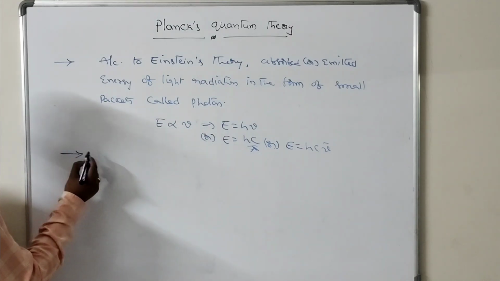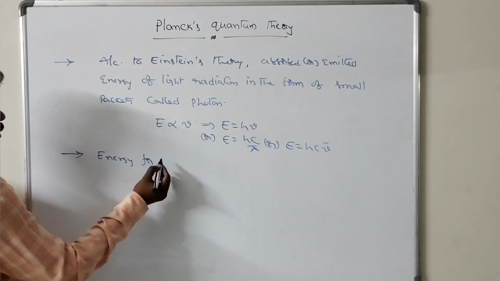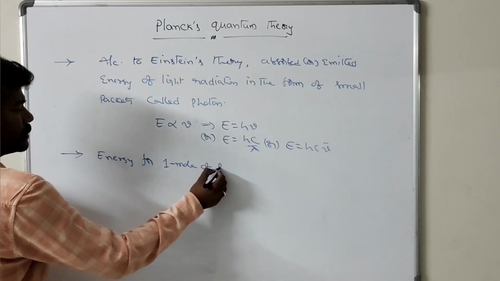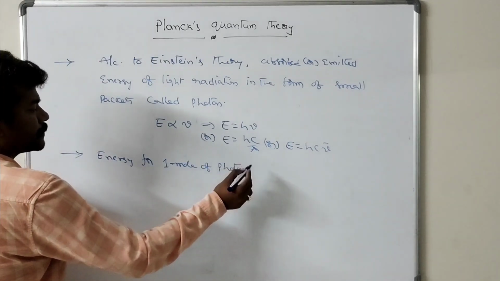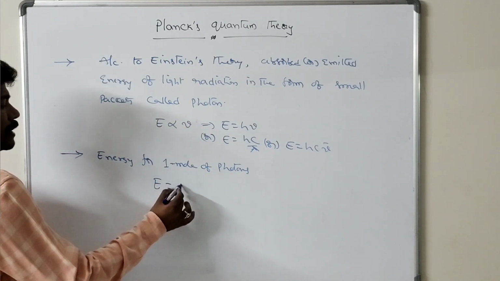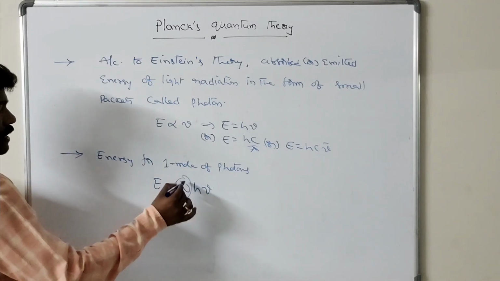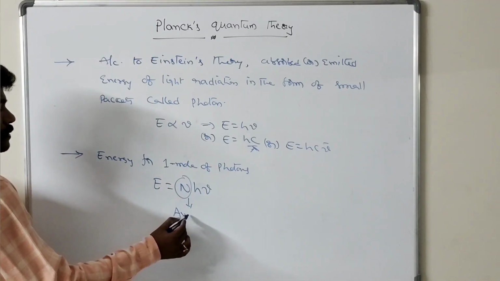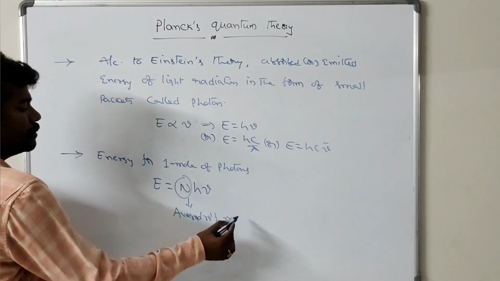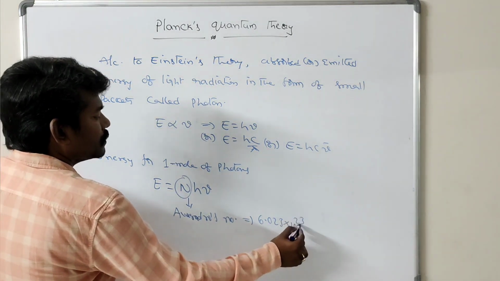And one more important point is the energy for 1 mole of photons. Energy for 1 mole of photons is given by E is equal to capital N h nu, where N is Avogadro's number, which is nothing but 6.023 into 10 to the power of 23.